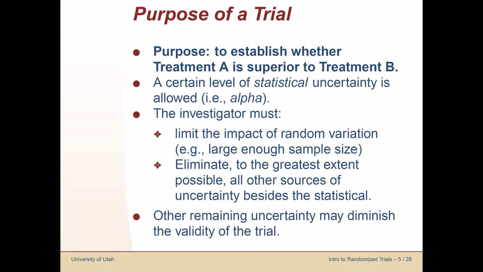So beyond that statistical uncertainty, the investigator really has to limit the impact of the random variation, for example, by having a large enough sample size, and they should eliminate, to the greatest extent possible, all other sources of uncertainty besides the statistical. And any other remaining uncertainty can actually diminish the validity of the trial or undermine it entirely.